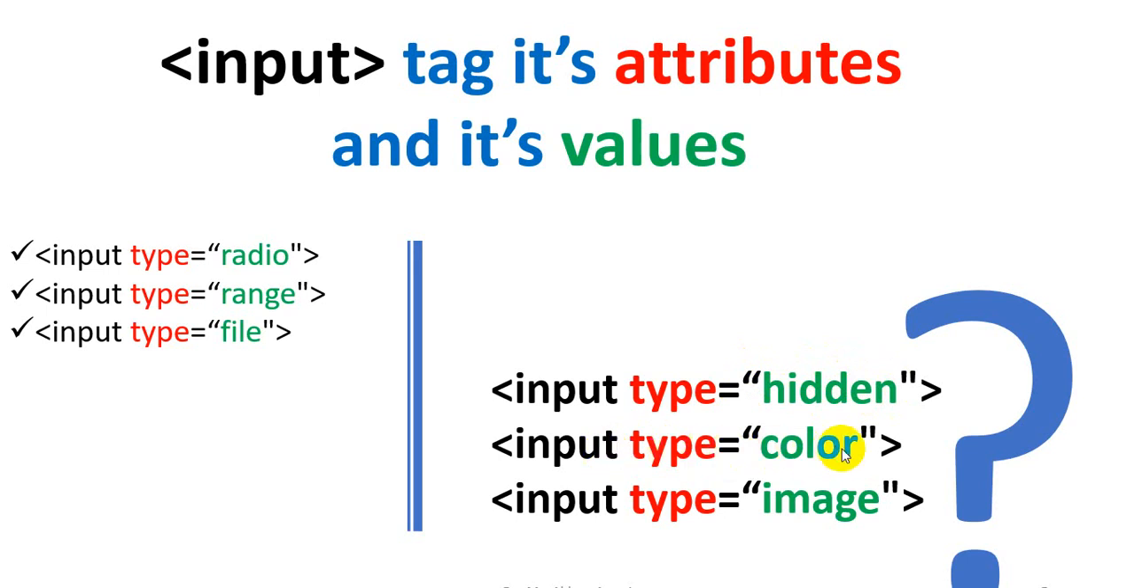Then input type equal to color. What is input type equal to color? It will give a color box, or a color chart, or it will provide a color selection tool.